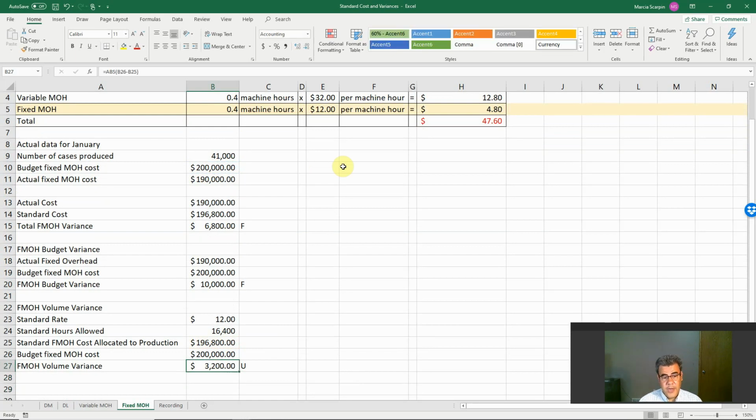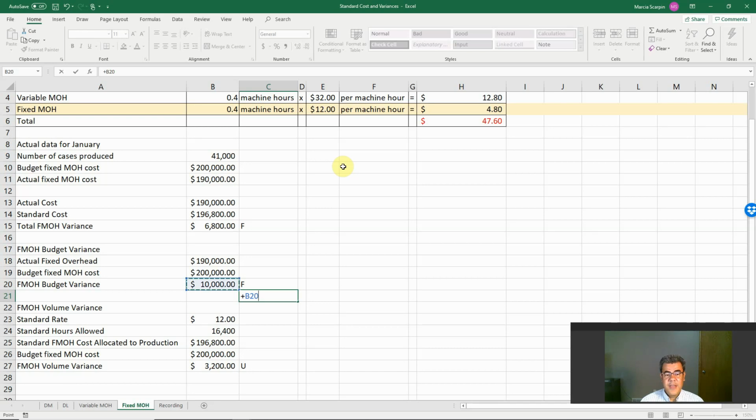So 3,200 unfavorable. Wait, how do we know if the numbers are right? Favorable less unfavorable, 6,800 favorable. So, okay, our numbers are right.